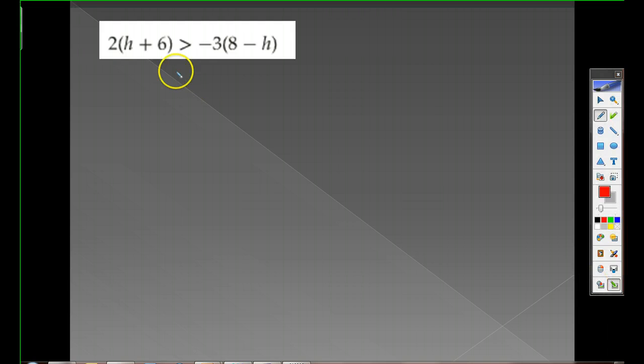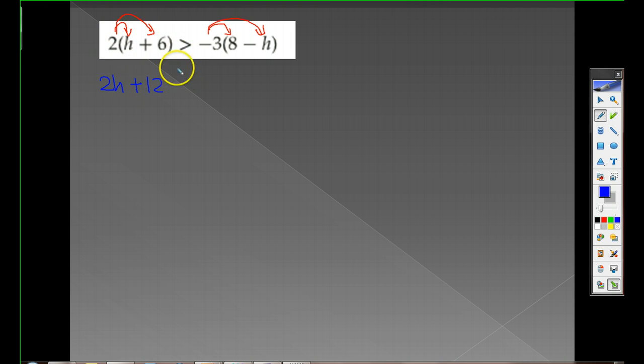I want to do one more problem with you because this one has distributive property on both sides to make it a little bit more complicated and more fun. So the first thing I like to do is draw those arrows so that I know for sure that I'm doing each one. So 2 times h, 2h, plus 2 times 6, 12.